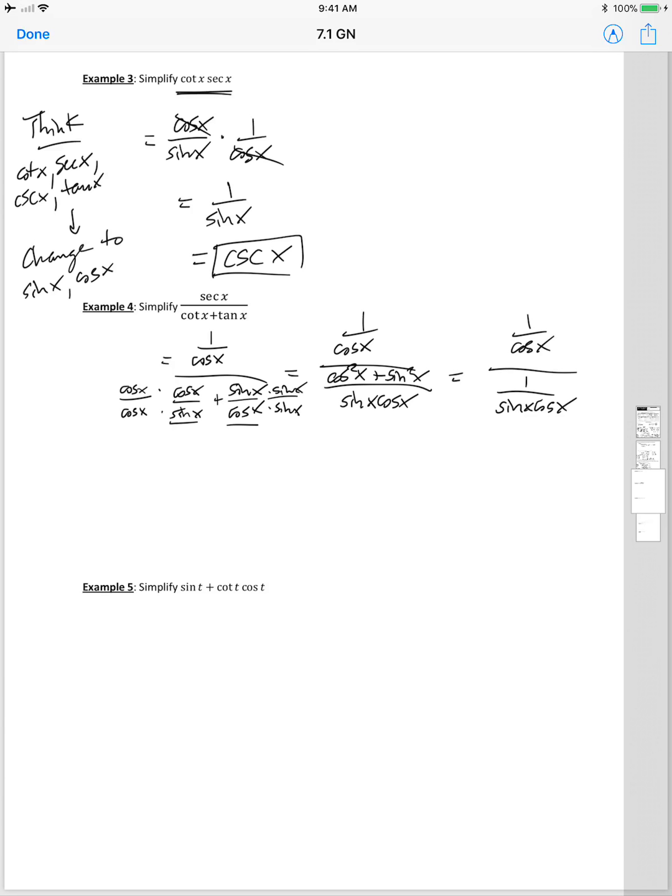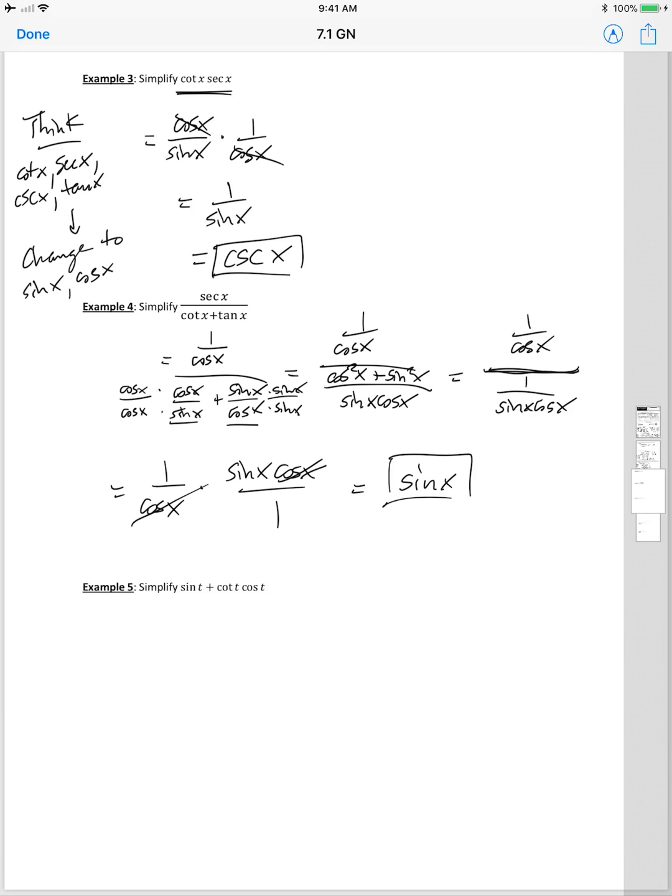Okay? And now, I see I can divide. This fraction bar right here is telling me to divide. And when I divide two fractions, that is the same as multiplying by the reciprocal of the second fraction. We see again that cosine of x cancels, and I'm left with just sine of x.